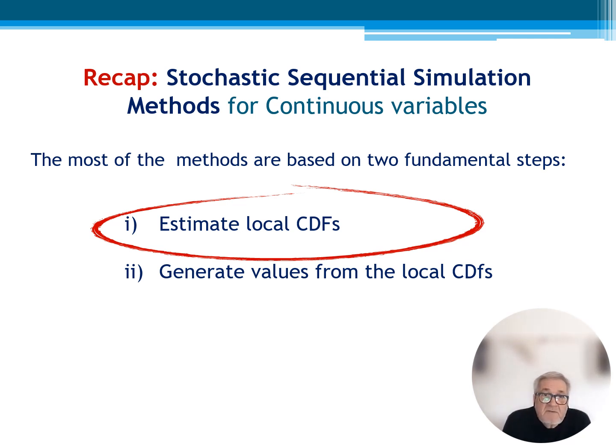Most stochastic simulation methods for continuous variables are based on two fundamental steps. The first one is estimation of local conditional distribution functions. In the second step, we generate values from those local conditional distribution functions through a Monte Carlo method that you have seen before.